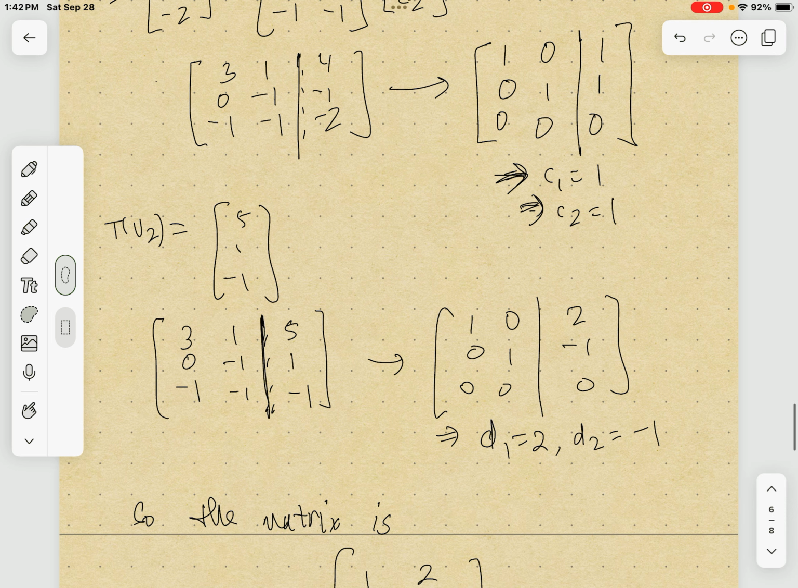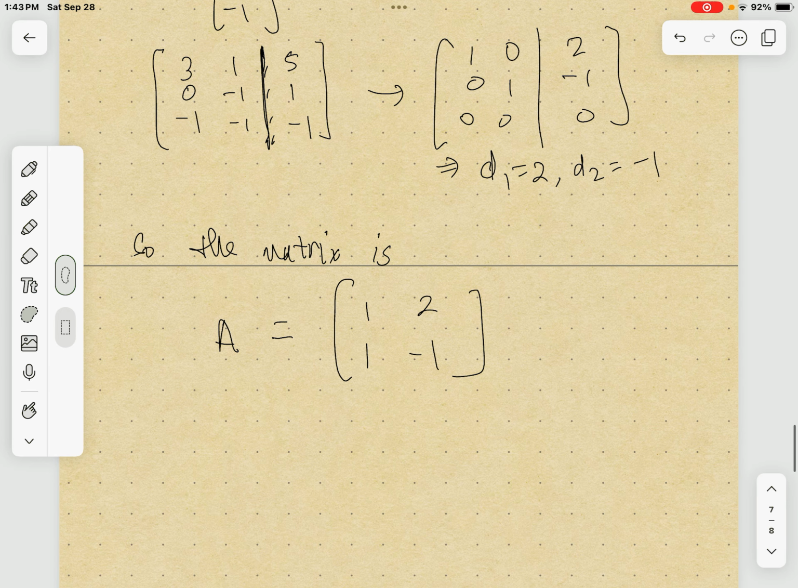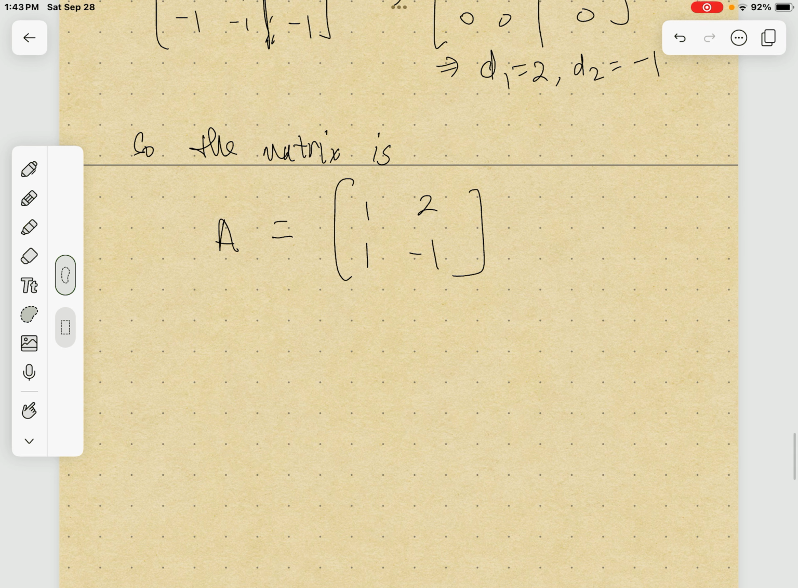And that came up in the discussion of the inverse of a matrix. Anyway, so we could have saved some time, but okay. So anyway, that's the matrix of this linear transformation.